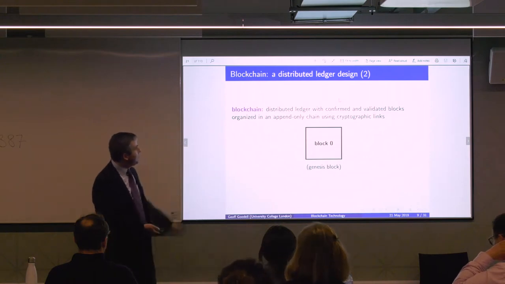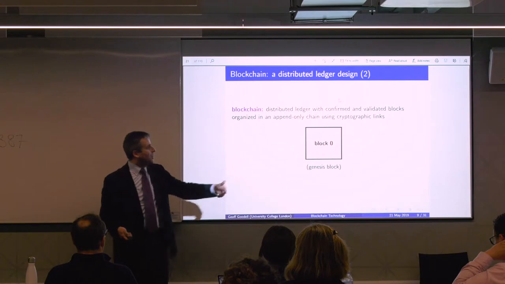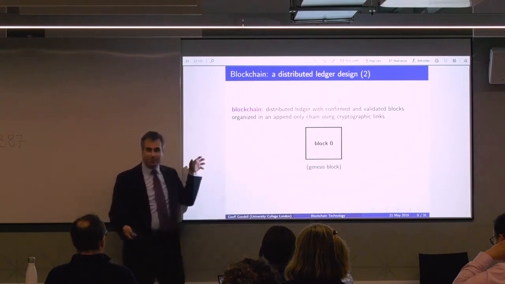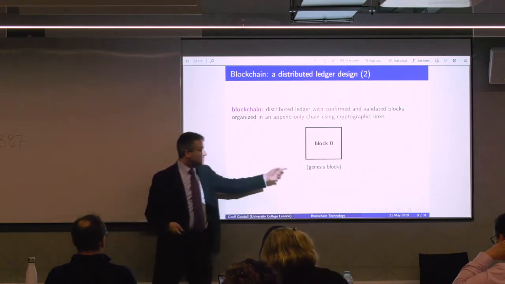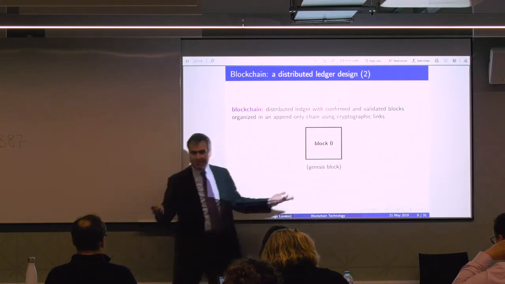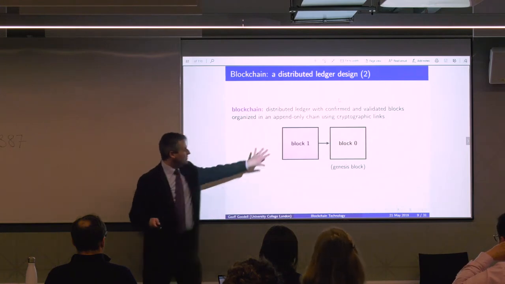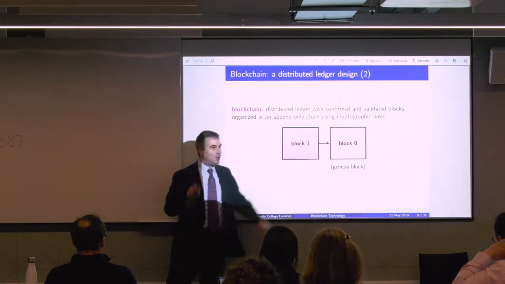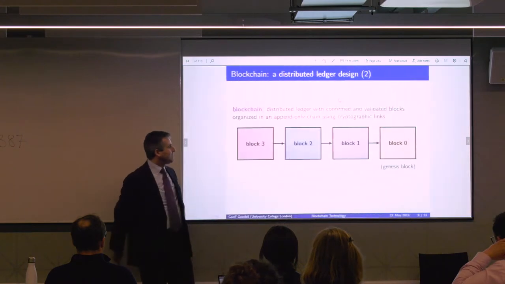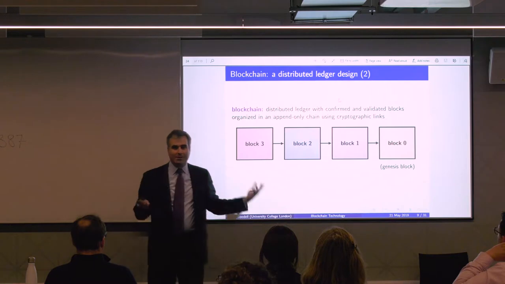So a blockchain is a distributed ledger with confirmed and validated blocks organized in an append-only chain with cryptographic links. There's a genesis block, which is block 0, the one that links to nowhere, or perhaps itself, depending on the implementation. And then the next block gets built pointing to the first block, and subsequent blocks, and so on, forming the chain of all transactions.